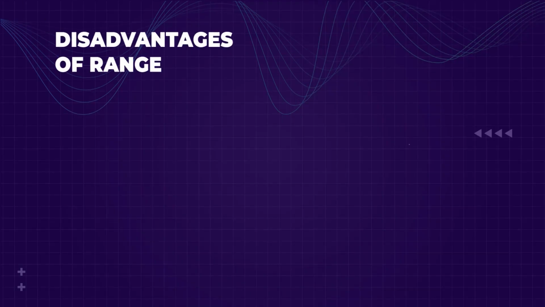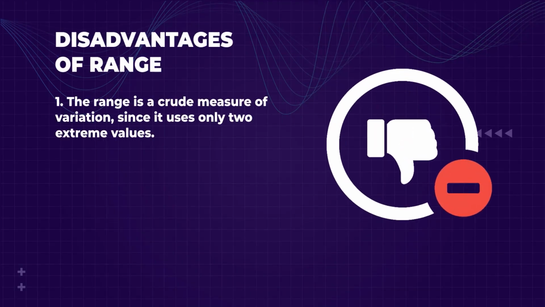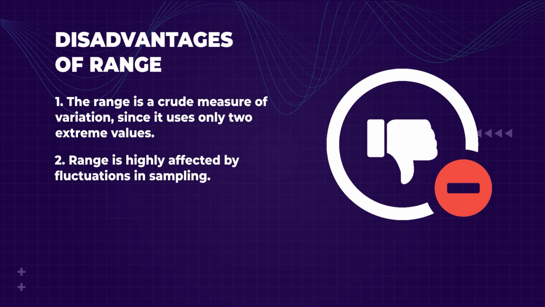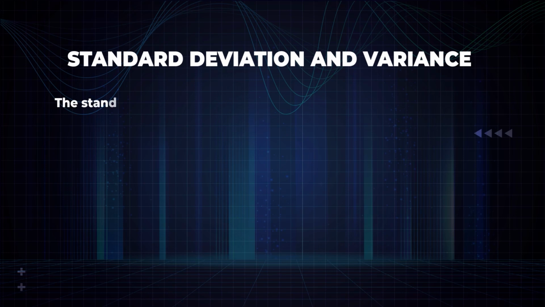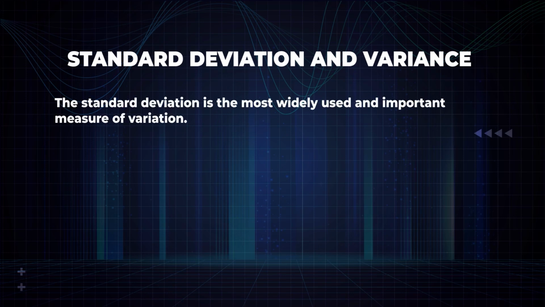The disadvantages of range are: the range is a crude measure of variation since it uses only two extreme values. Second, range is highly affected by fluctuations in sampling. Fluctuations in sample size can lead to a wider or narrower range of data points, potentially giving a misleading picture of the overall spread. The standard deviation is the most widely used and important measure of variation.